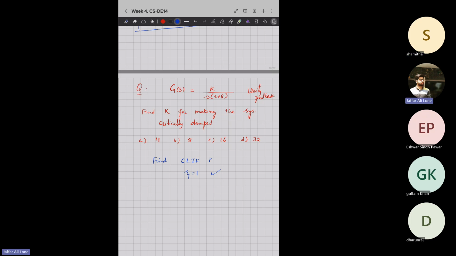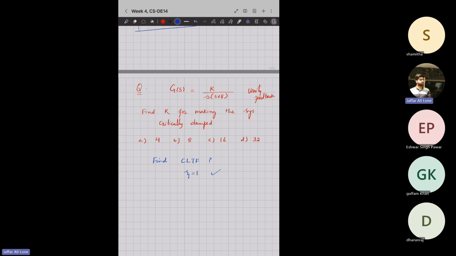First we have to find the CLTF, and we'll get the denominator as s square plus 8s plus k. So the coefficient of s is 8. We will equate it to 2 zeta omega n. Here zeta is 1, so we'll get omega n as 4. The k value is omega n square, so 4 square is 16.